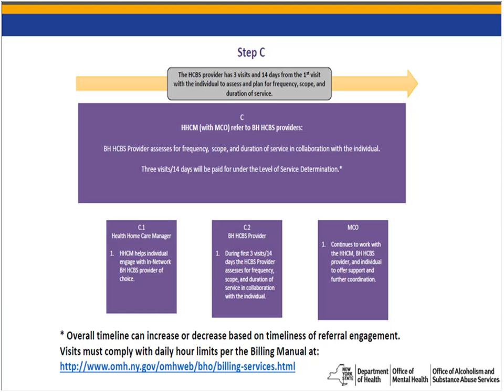And we also realize that in terms of the overall timeline, the time between that interaction with making an appointment and the person actually going to the HCBS provider in person, that time frame is going to vary depending on just appointment availability and things like that. So the HCBS provider in this case will be, the individual will be coming to the service. And again, like I said in the last slide, the HCBS provider will have 3 visits or 14 days, whichever comes first, for the provider to assess for frequency, scope, and duration of the service.